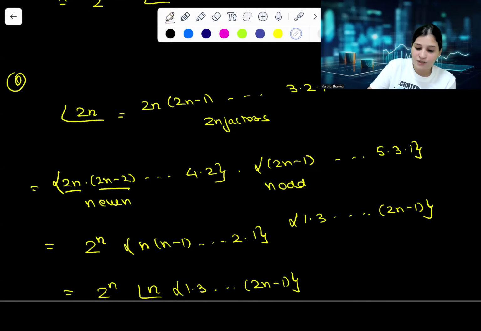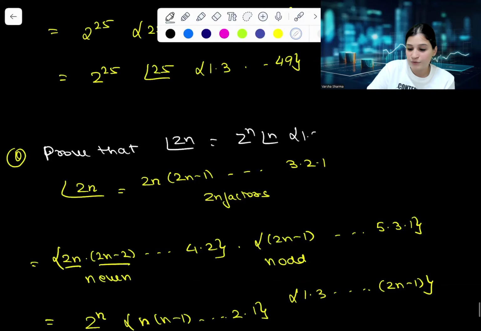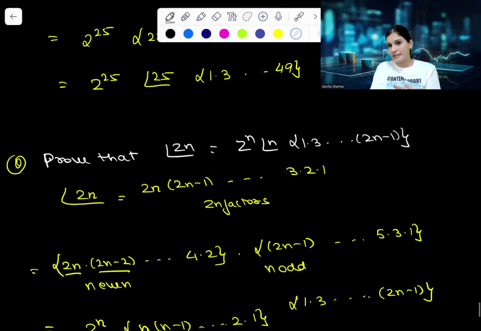Yes, ma'am. This was the question. It's your last example before exercise 7.1. Prove that factorial 2n is 2 power n, factorial n, into 1 into 3 into up to twice n minus 1. The example just before exercise 7.1. Example 5. Did you understand, guys? Yes, ma'am. That's it for today.